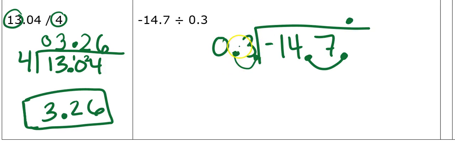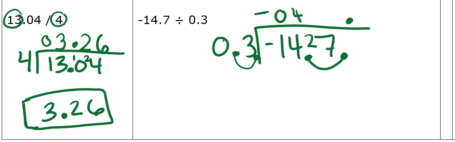I know that a negative divided by a positive is going to be a negative. Okay, 3 goes into 1 0 times. It goes into 14 4 times. And 4 times 3 is 12. 14 minus 12 is 2. So I get a remainder of 2. I'm going to bring that up.